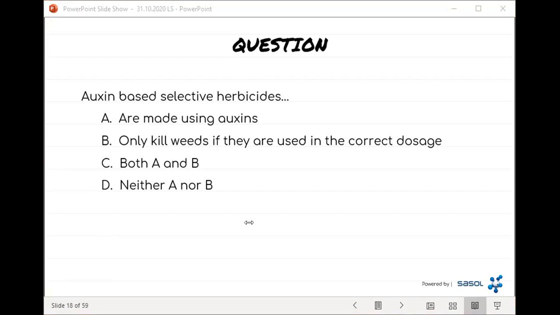Okay, so remember, for multiple choice questions, you can always use the elimination method. So if you know what auxin herbicides or selective herbicides are, then it is very easy to note the answer in this case. So we know that auxin-based selective herbicides are made of auxins because already the title tells us that. And they only kill weeds if they are used in correct dosage. That would also be very true. So our answer is C, which is both A and B.